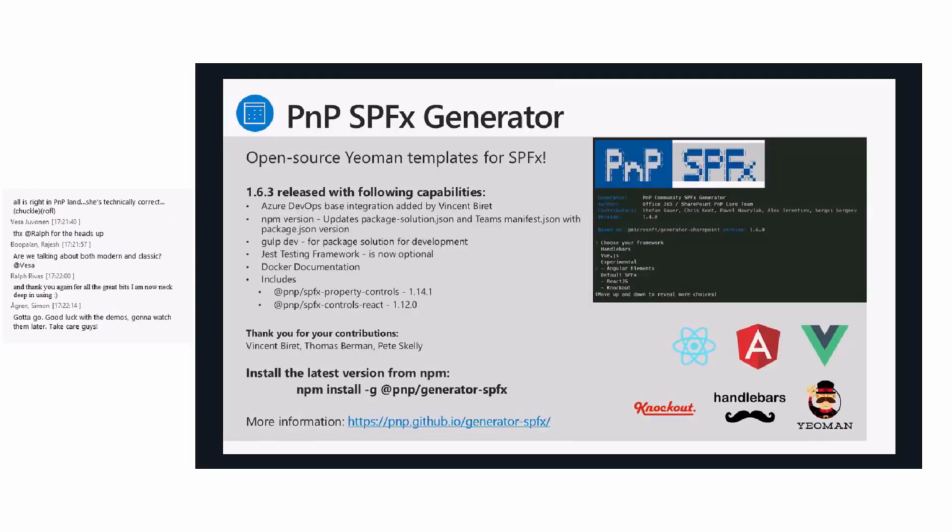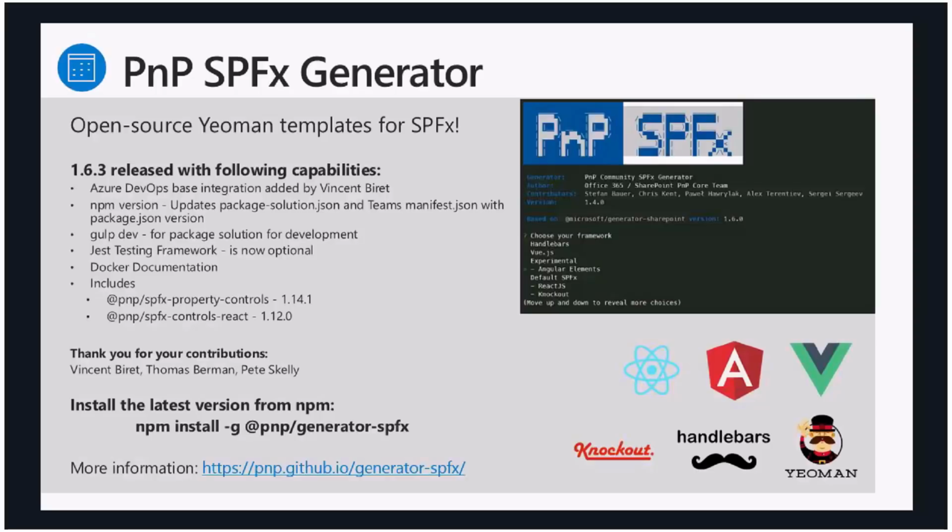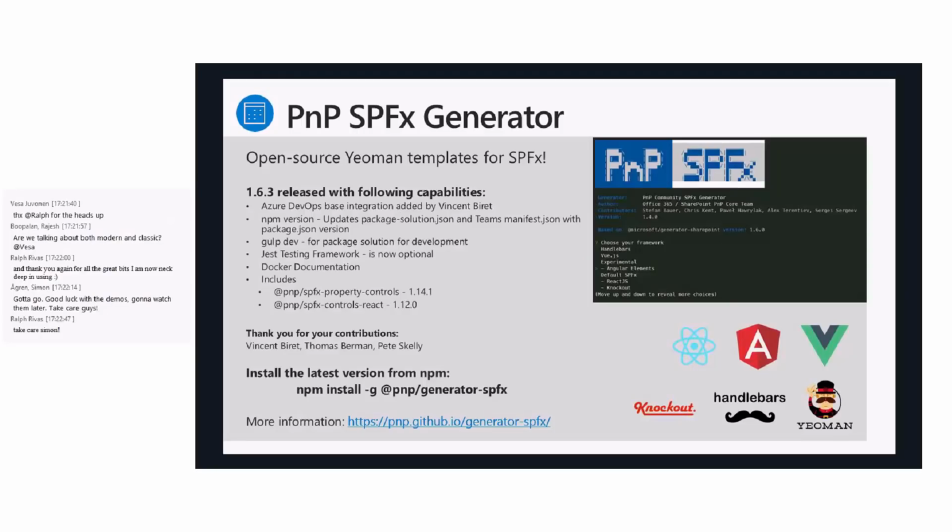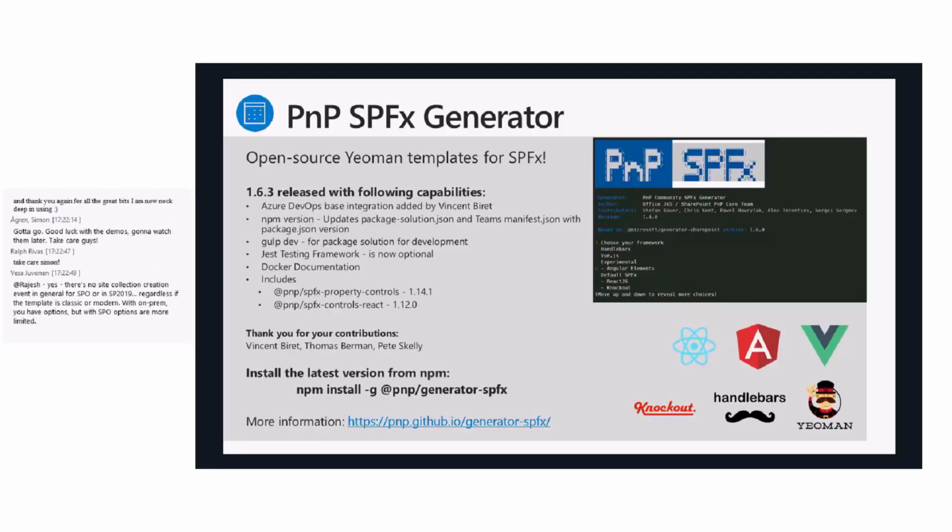Thank you, Patrick. So today we released version 1.6.3. We already had some beta before that release, and this now comes with Azure DevOps integration, which was implemented by Vincent Piret. What you get there is all the gulp tasks that are required for DevOps in the gulp file, and you also get the YAML file automatically deployed to any solution you create, or you can decide when you start up your solution.